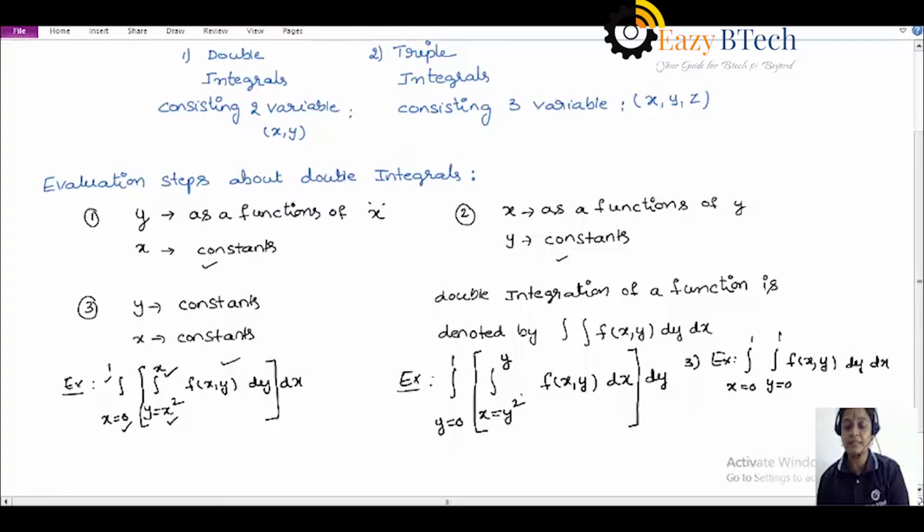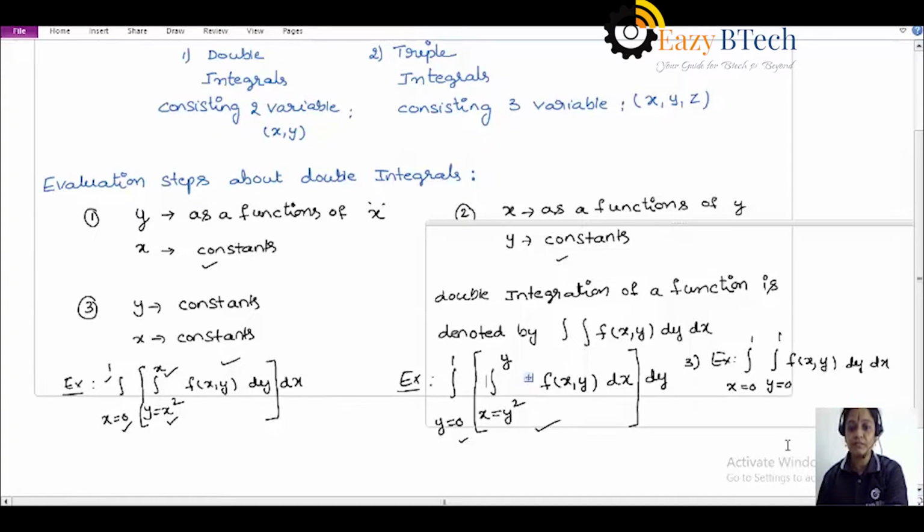And coming to this example, if x limits are functions of y and y limits are constants, then at first you have to do the integration with respect to x, variable limits first integration, constant limits second integration. So suppose both limits are constant, then we may do with respect to y at first or we may do with respect to x at first. Okay, students. So now the problems related to this topic.